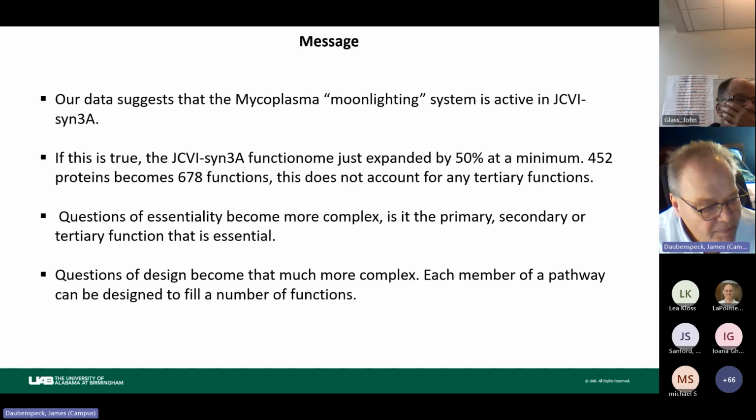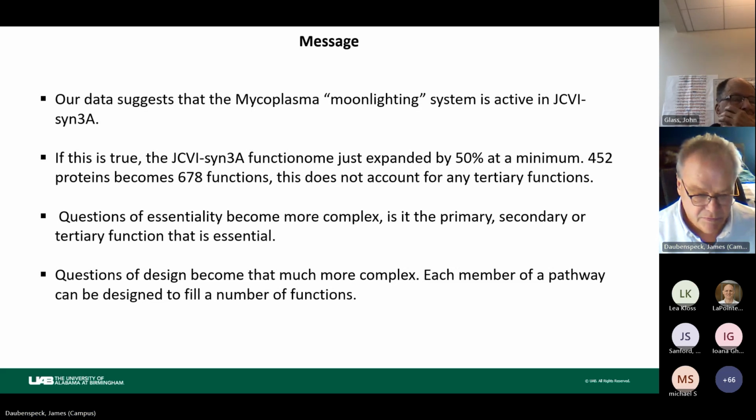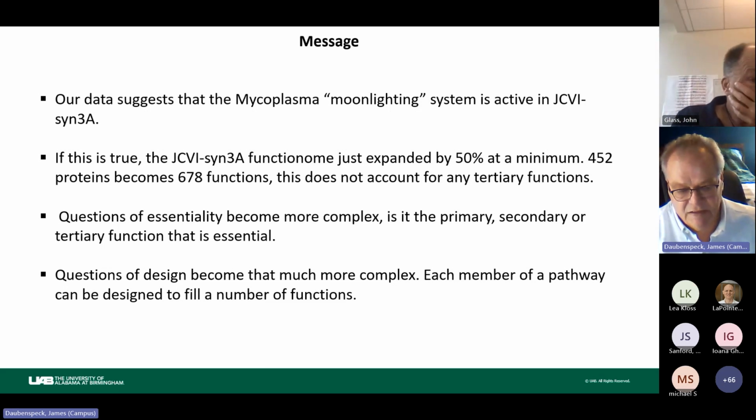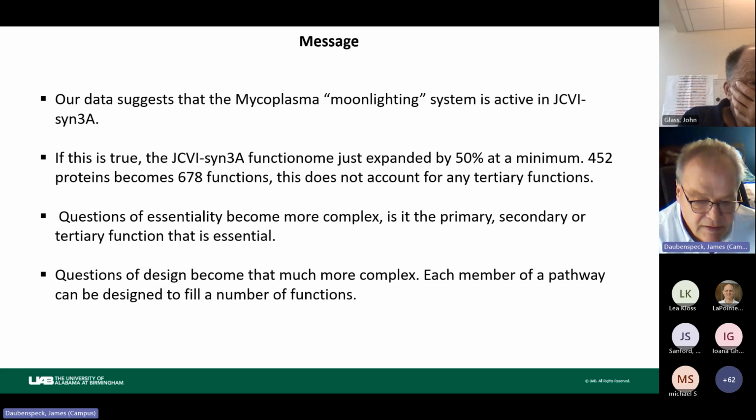Now, I know this complicates, and I'll apologize in advance to the modelers in the community, because it will certainly complicate your model. Questions of essentiality become way more complex. Is it the primary, secondary, or tertiary function that's essential, right? So if you have any questions about why a particular enzyme is essential and you can't really figure it out, you might be able to go back and ask, is there a secondary or another function that's affecting essentiality? It also complicates the questions of design and designing pathways, because every time you add a protein, you add multiple functions that at this point in time we are not able to predict.